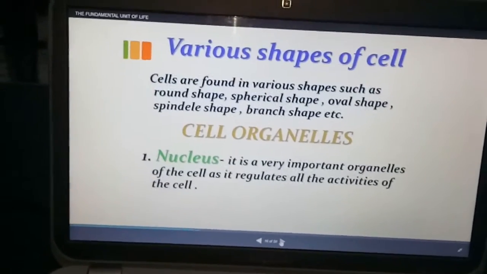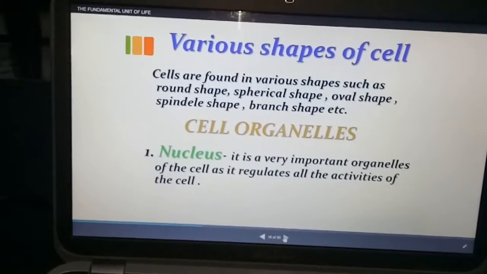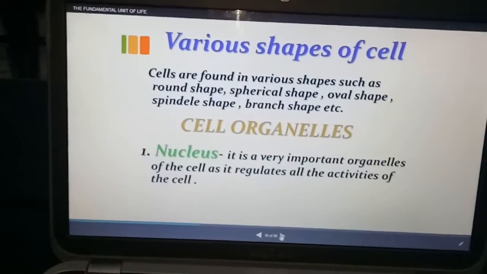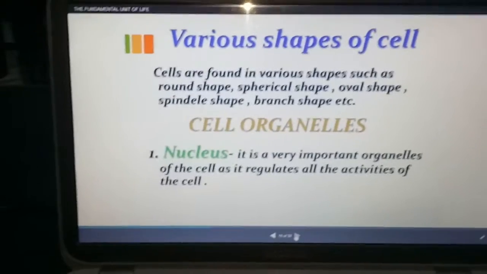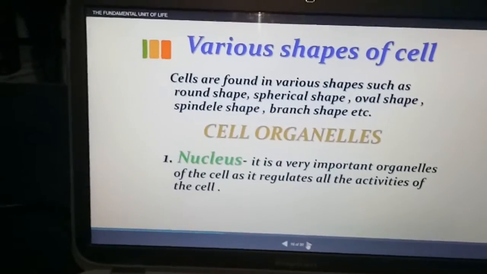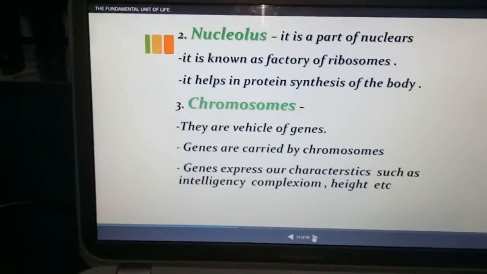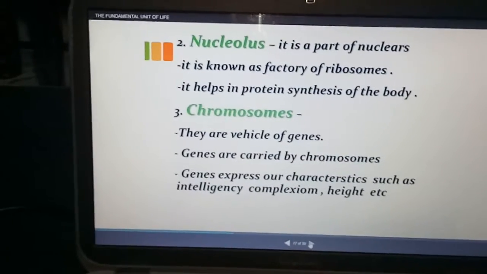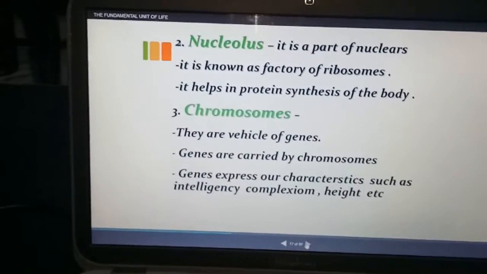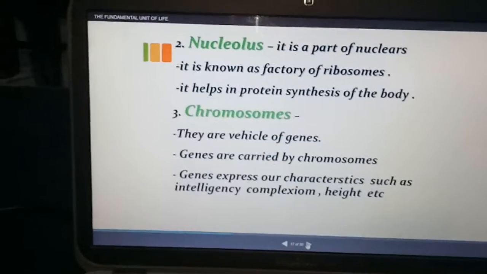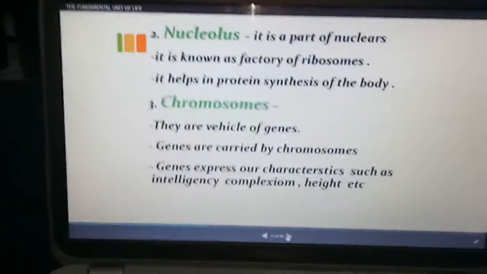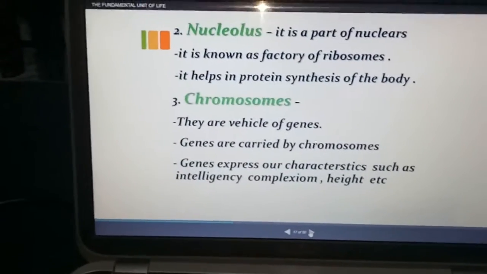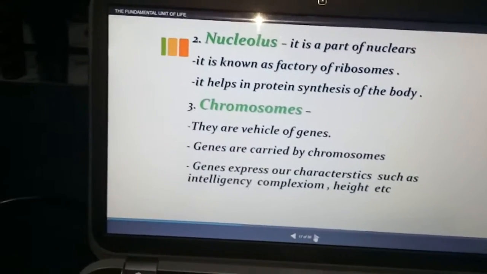Now, what are the cell organelles? The first, very important cell organelle is the nucleus. It regulates all activities of the cell. Then the nucleolus. It is the part of the nucleus and a factory of ribosomes. Because ribosomes are present, the synthesis of protein takes place there.